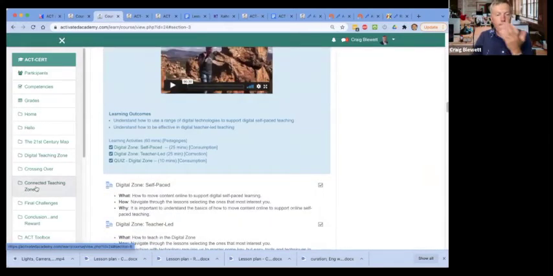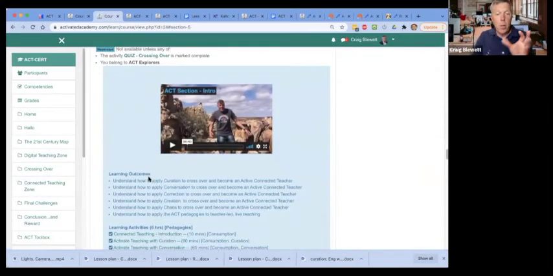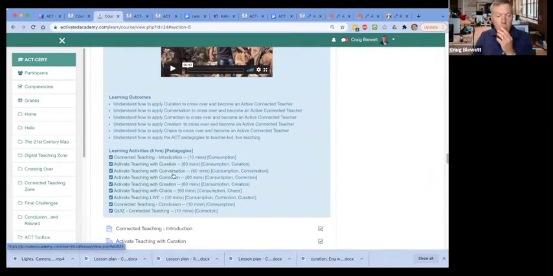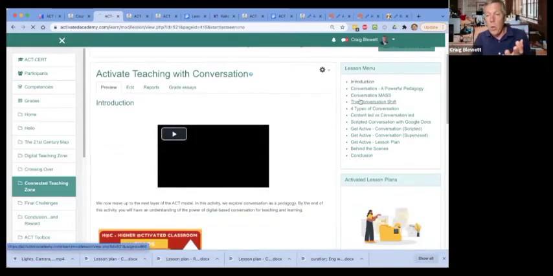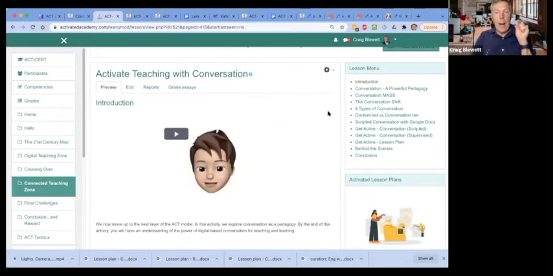I would be interested specifically in the connected zone because this is really effective. I'm interested in conversation and what I could do with that. And so you can quite quickly jump into that aspect of the course, look at some aspects of it, and learn about conversation. But I knew that's something people were going to want to do.